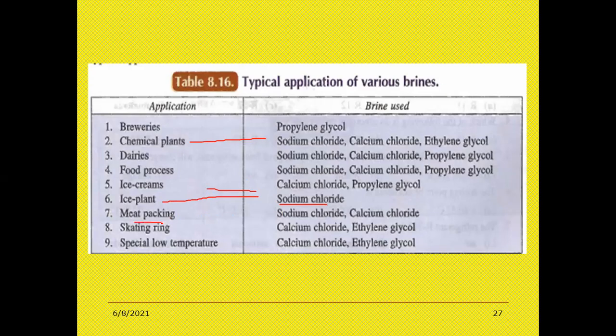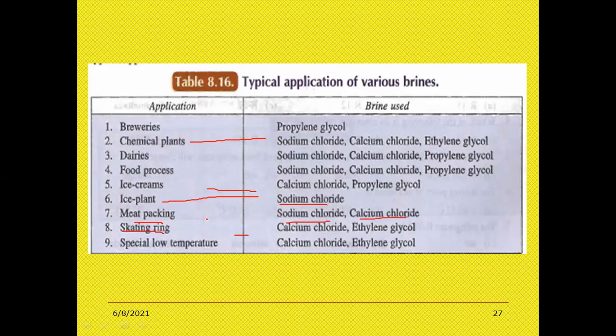Next, the meat packing system. For a meat packing system, we require heavy cooling, so sodium chloride and calcium chloride are used. Next, the skating ring: calcium chloride. And for special low temperatures, calcium chloride and ethylene glycol.